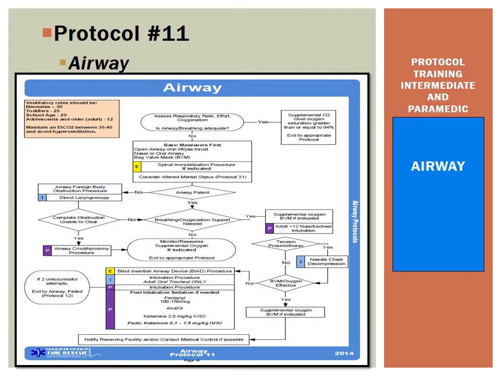Okay, so Protocol 11 is our airway protocol and is a general protocol in dealing with an airway. It gives us kind of the tools that we have at our disposal. The first of which is the King Airway, or the blind insertion airway device, which is for all provider levels. And next is the intubation procedures for the I provider.